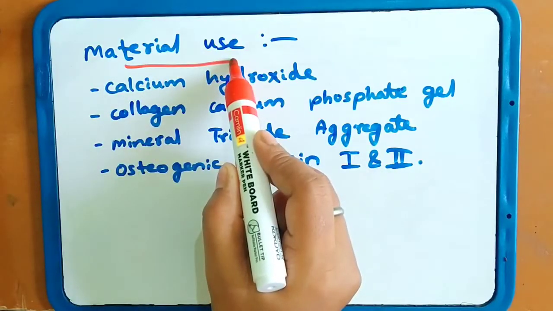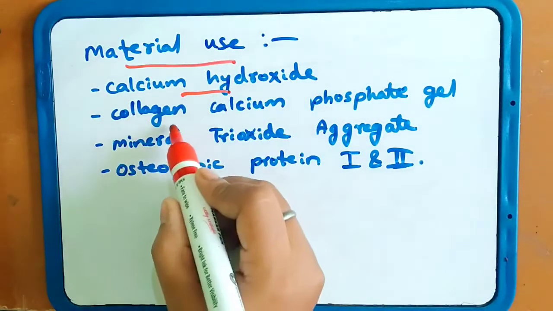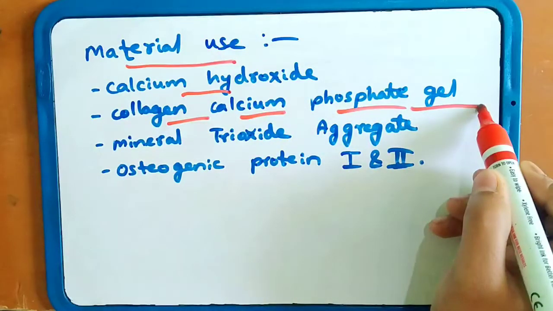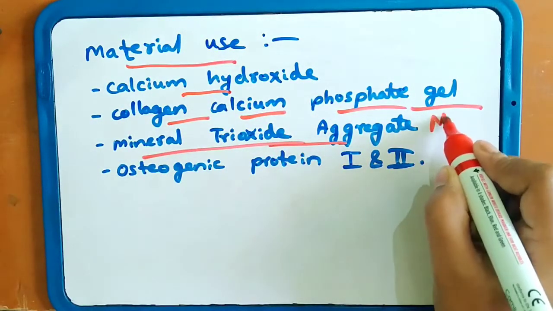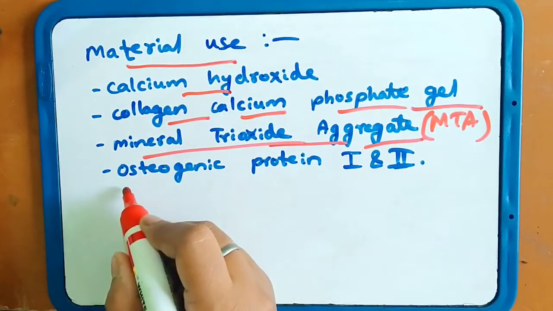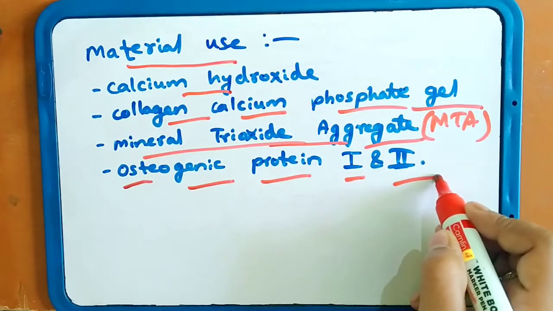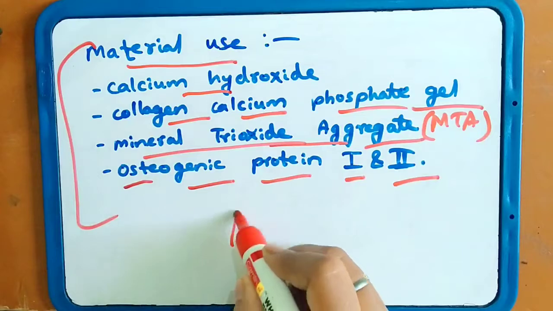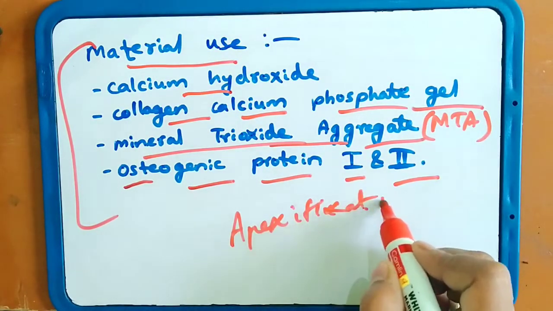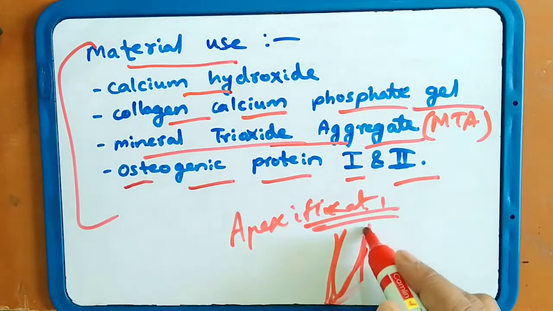The material used for apexification is calcium hydroxide. Second, you can use collagen calcium phosphate gel. You can also use MTA, mineral trioxide aggregate, and osteogenic protein 1 and protein 2. These materials are used for apexification. What is apexification? It is fixation of the root tip.